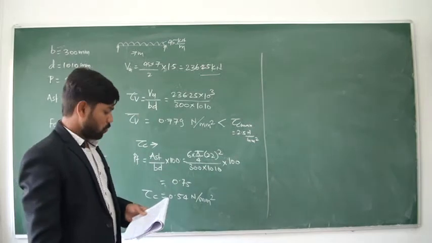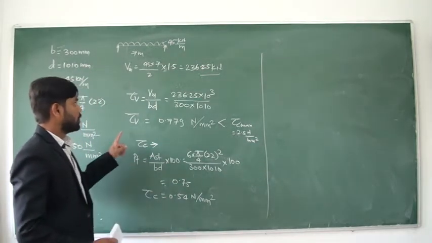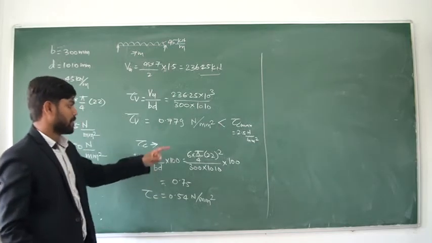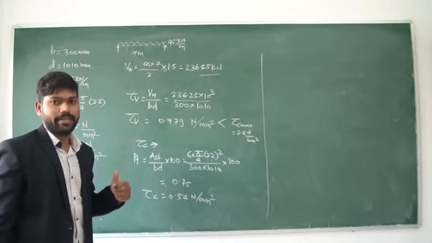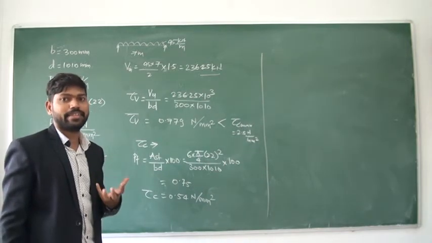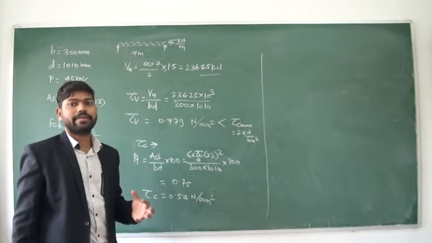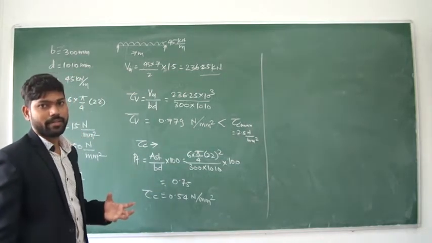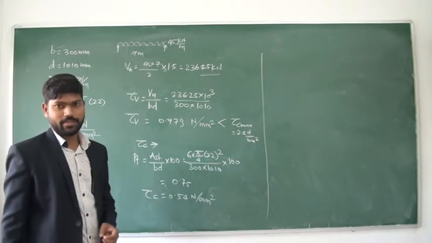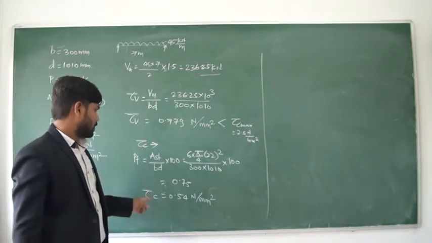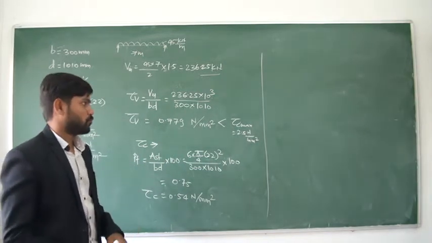Now we will compare this tau c with tau v. Tau v is 0.779 and tau c is 0.54. It means tau v, the actual stress existing in the beam, is greater than tau c, that is the shear taken by the concrete or the maximum shear capacity of the concrete. So tau v is greater than tau c, which means you need to provide shear reinforcement.